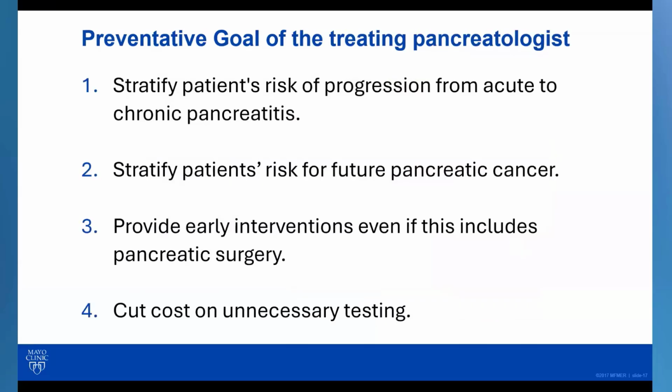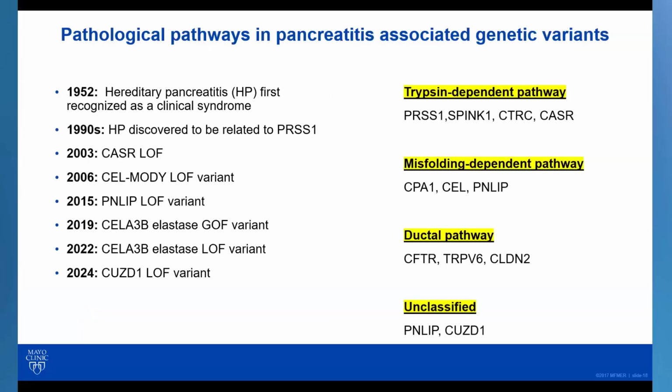So my goal as a treating pancreatologist is to understand which patient is likely to progress from acute to chronic, understand who is at high risk for future pancreatic cancer among that cohort, and do my best to provide early interventions to prevent this sort of progression of disease, even if it's surgery. And lastly, which I would say should go all the way to the top, is trying to narrow down my testing to order what would be relevant and prevent unnecessary testing. With that being said, moving to the topic of interest, and that's genetic induced disease.